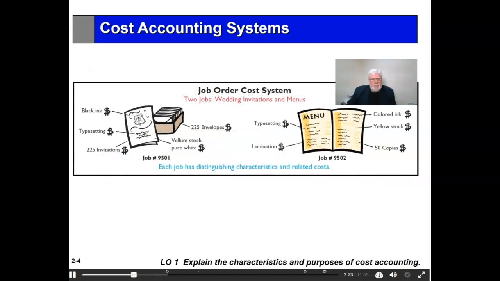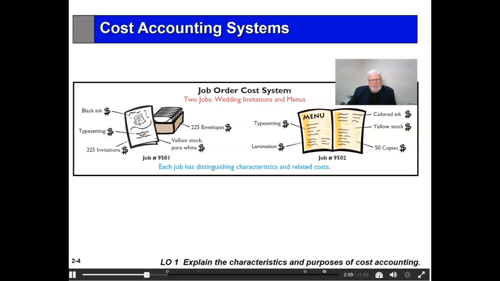Now, in a job order costing system, let's take a printer for example. One job would be printing wedding invitations and a number of envelopes, with different typeset, different colors, what have you. So it would take a different amount of material, a different amount of labor, and different machining, as opposed to the next job, which might be a menu for a local restaurant. Each job is given a unique number, and we trace the costs to each one of those jobs. So we trace the cost to the job in a job order costing system.